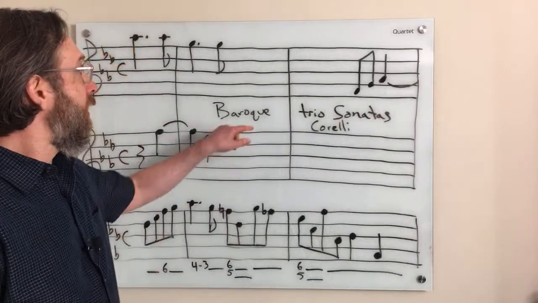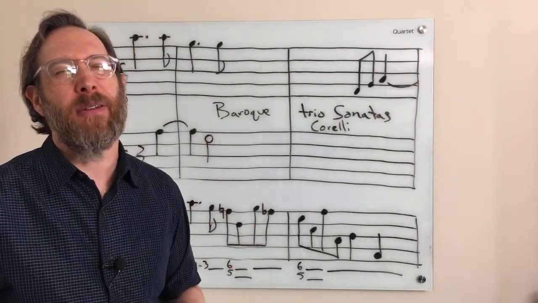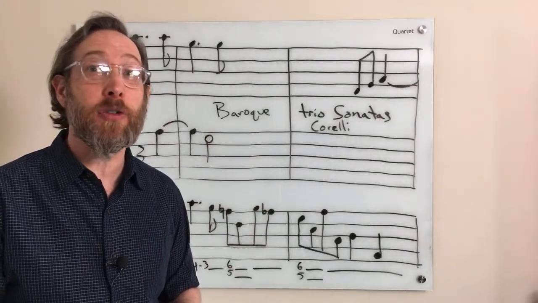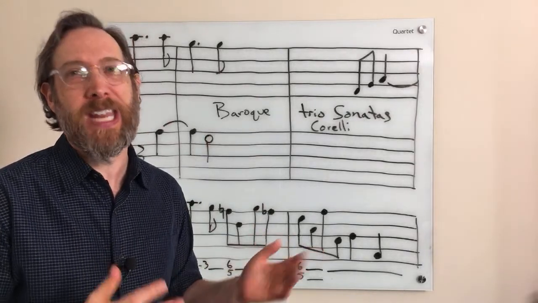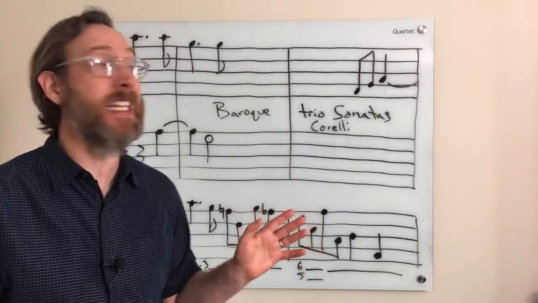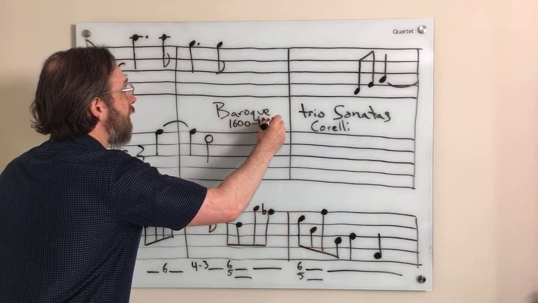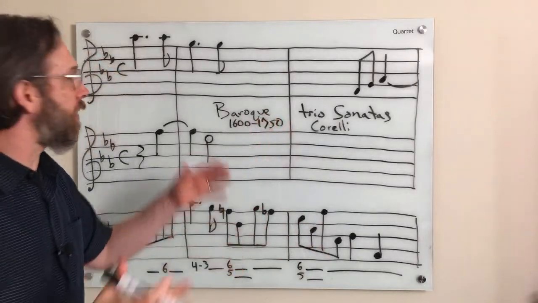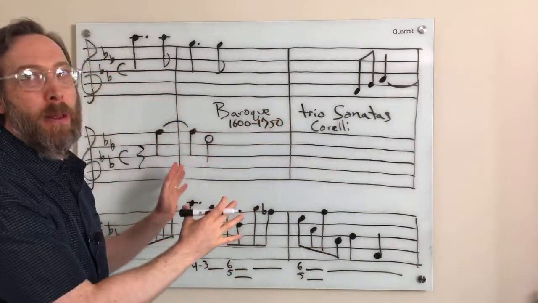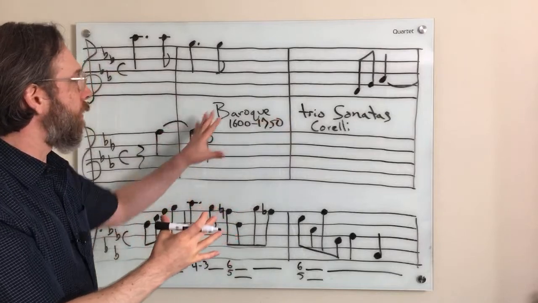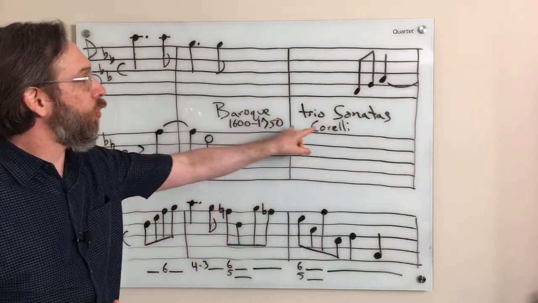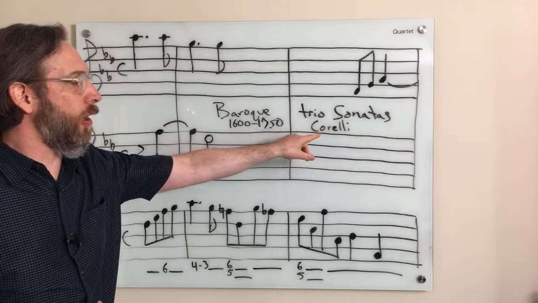Baroque means we are talking about the 17th century to around the first half of the 18th century, so roughly 1600 to 1750. This is the time of Johann Sebastian Bach. This is where the overwhelming majority of our music theory comes from, this time period. Trio sonatas by Corelli, Arcangelo Corelli.